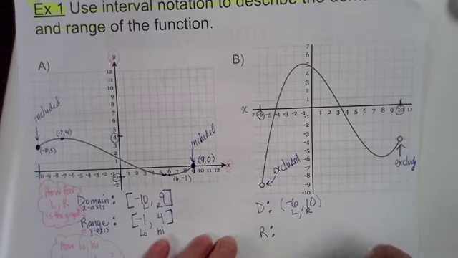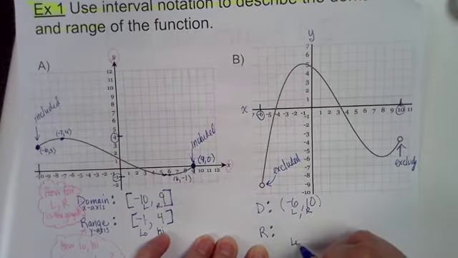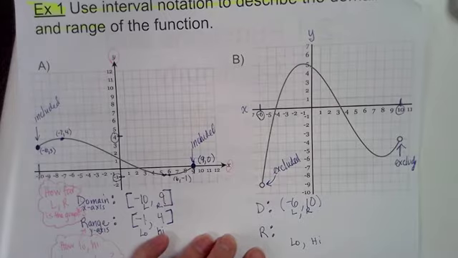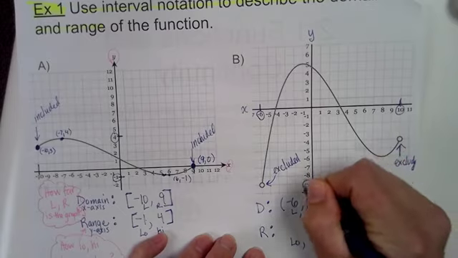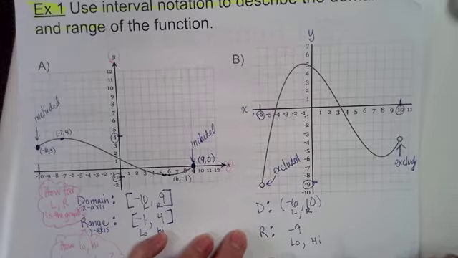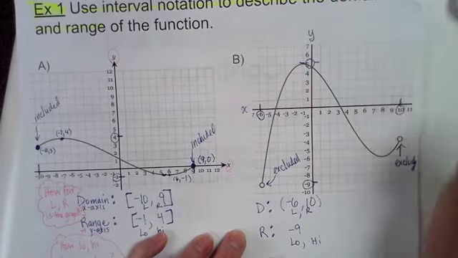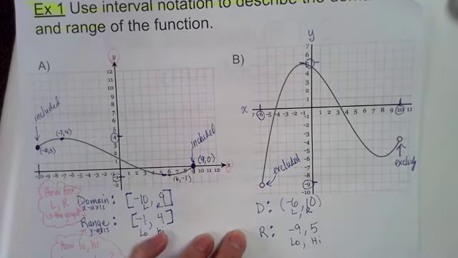Okay, range asks, looking at the y-axis, how low and how high does the graph go? So look at this curve. What is our lowest y value? Negative 9, right there, negative 9. So you can add that detail to your graph. And then how high does it go? What's our highest y value? 5. Very good. Right here it tops out at 5. So this one is tricky.